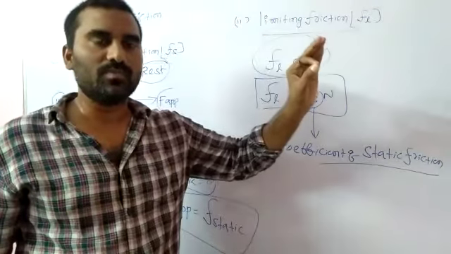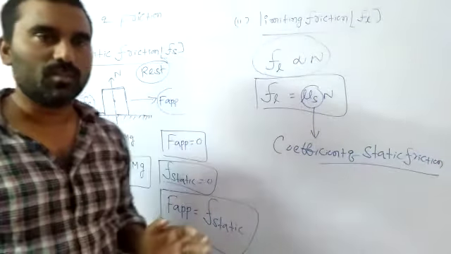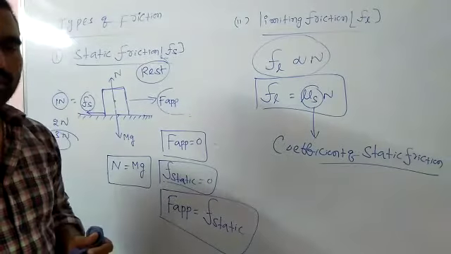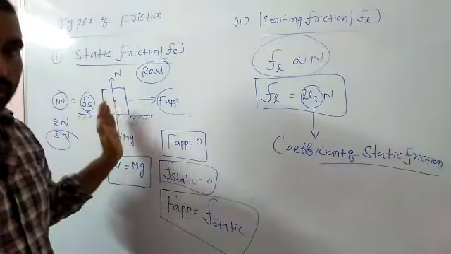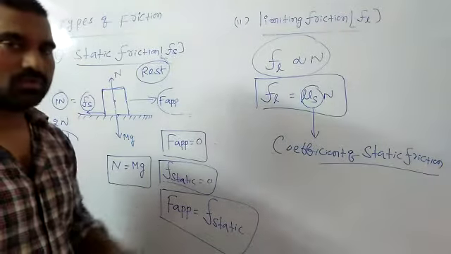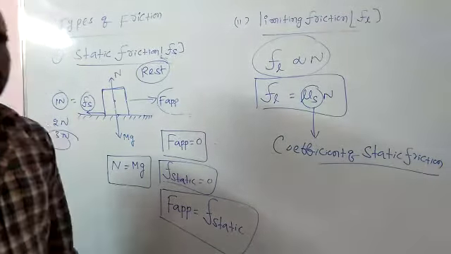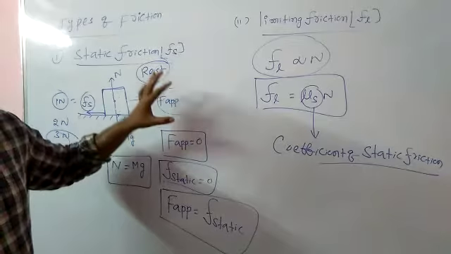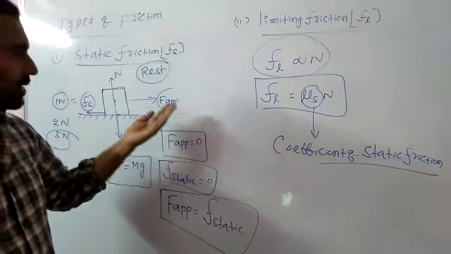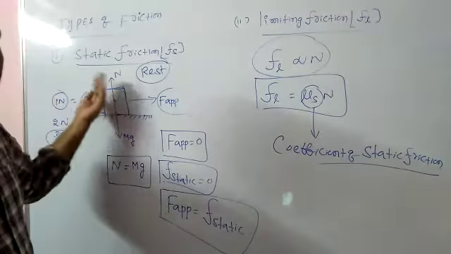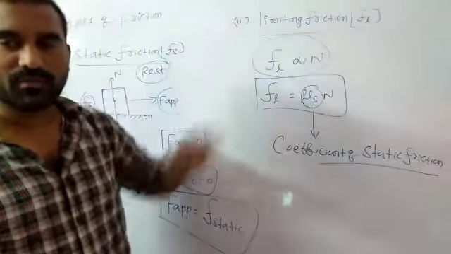To move the block, what should the applied force be? Not to move the block completely, but to start it. Ready to move, just begin to move. To move this block, what should the applied force be? That applied force, minimum, not maximum. The minimum should be equal to limiting friction. That should be equal to limiting friction.